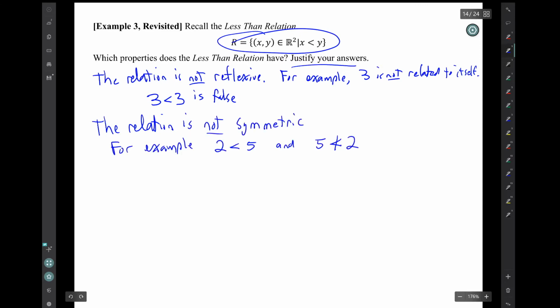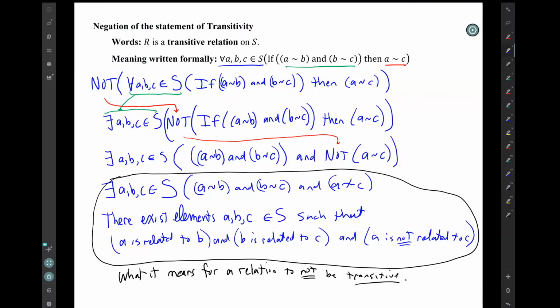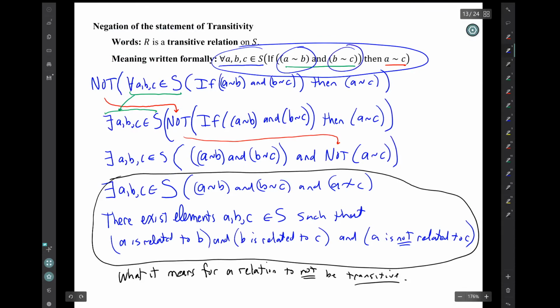So you give an example of two numbers, 2 and 5, such that 2 is related to 5 and 5 is not related to 2. Now what about the third property, transitivity? Transitivity is this. For all A, B, and C in the set S, if A is related to B and B is related to C, then A is related to C. Now that's a universal statement. The negation of transitivity is this existential statement down here.